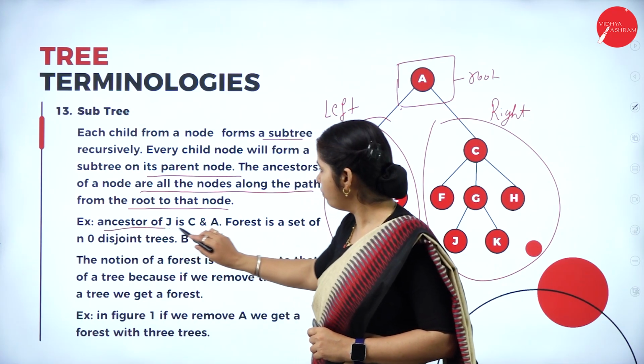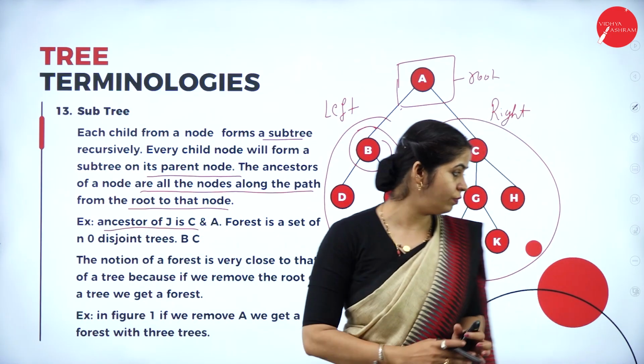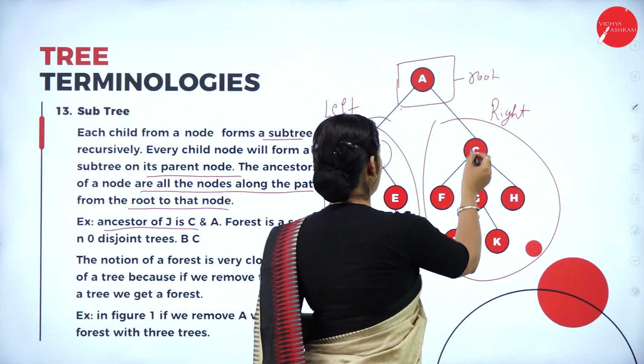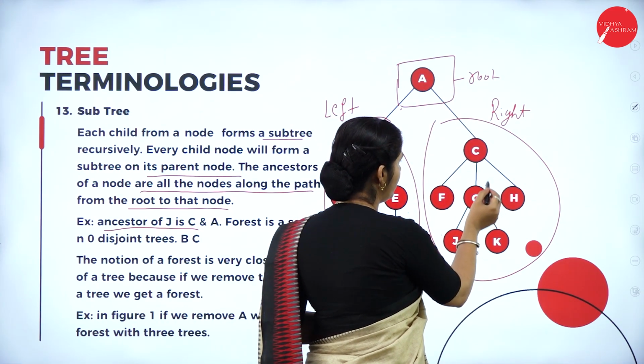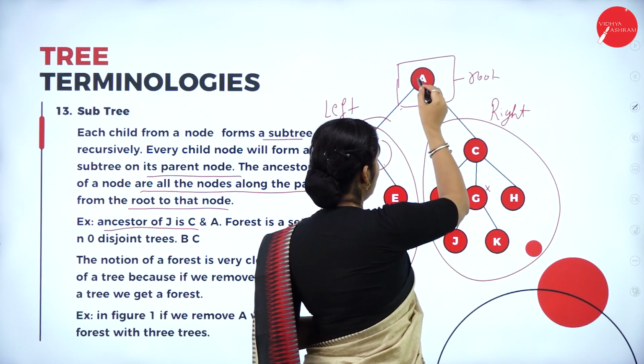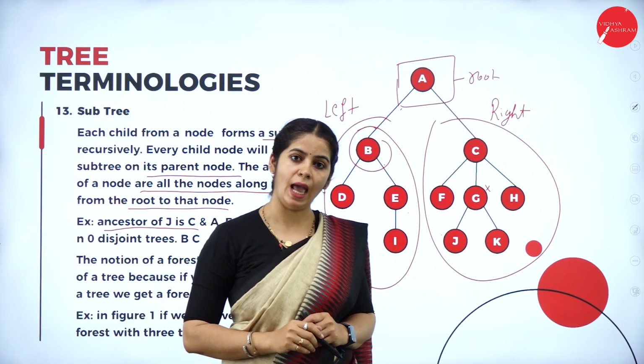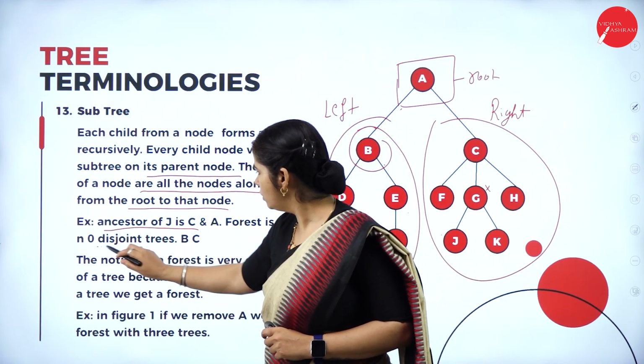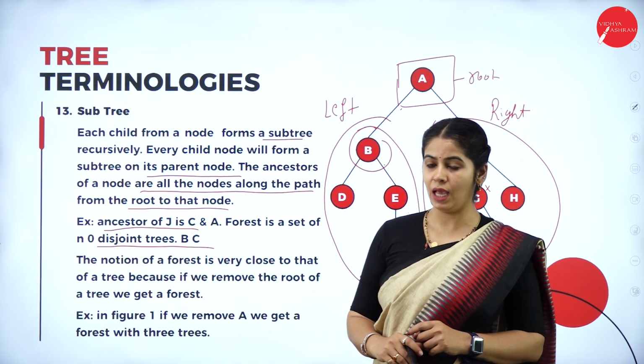For example, what are the ancestors of J in this tree? The ancestors of J are C and A. Whatever nodes we get in the path from the root, that is called ancestors. A forest is a set of disjoint trees, that is B and C.